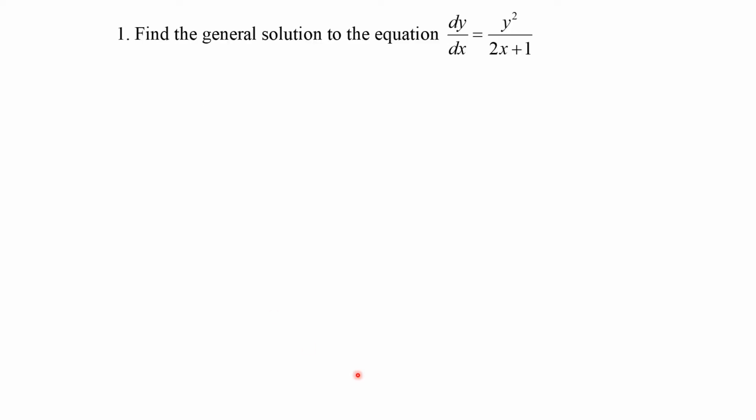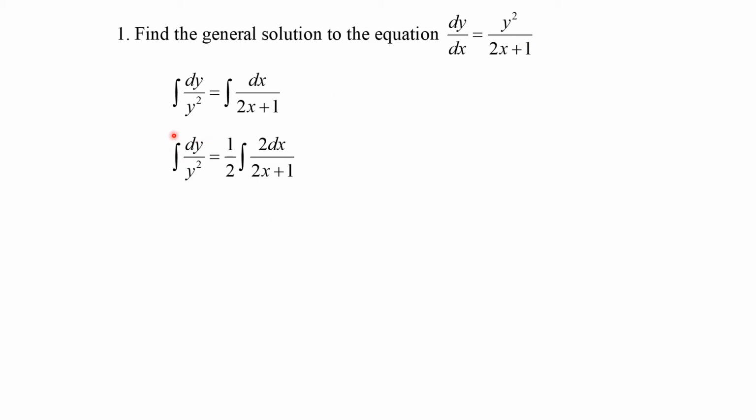So in order to do that, for example, if we have: find the general solution to the equation dy/dx = y squared over 2x plus 1. In this function, you have got y and also 2x. So what you do here is you collect the y terms together. So it will be dy over y squared equals dx over 2x plus 1. Your next task here will be integrating both sides with respect to y and with respect to x individually.